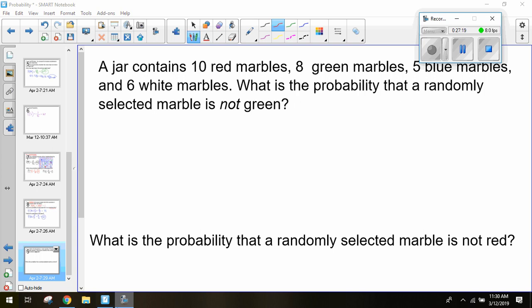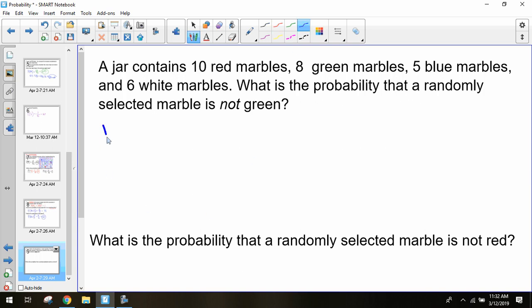Once again, there are multiple ways to go about solving this problem. The way Alex might have done it might be different from the way Gage might have done it. That's okay. Multiple ways to solve it. We're looking for the probability that you randomly reach in and get a marble that is not green. Yes, do you have a question?